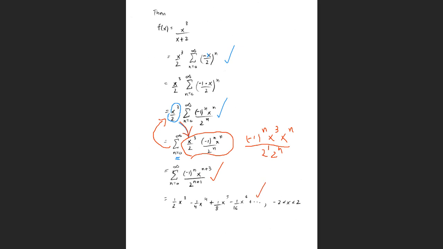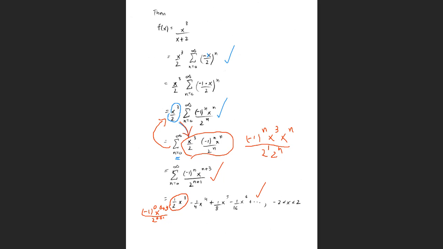And then I wrote out some terms of the power series. So the first term, when n is 0, we have -1 to the 0th power times x to the 0 plus 3 power, all over 2 to the 0 plus 1 power. And that gets us a half x cubed.